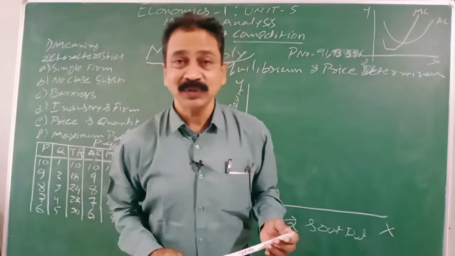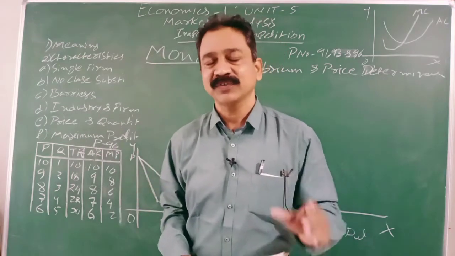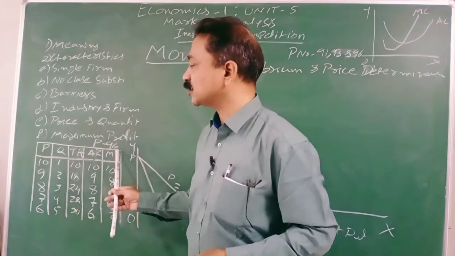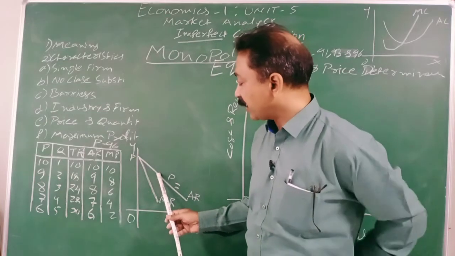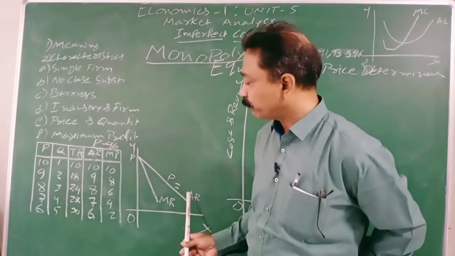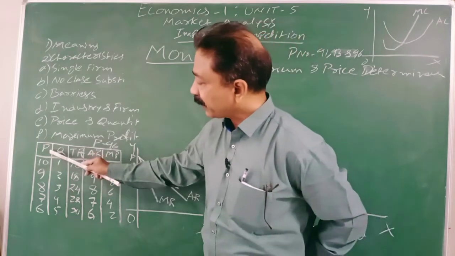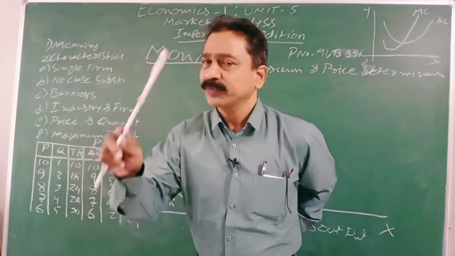Now let us go to page number 96, same textbook, your Telugu Academy textbook. In that one it clearly shows why in imperfect competition price equals average revenue and marginal revenue is less than average revenue. Here you can see the price you have to decrease. Just now I told you, to sell more commodities you have to decrease the price.